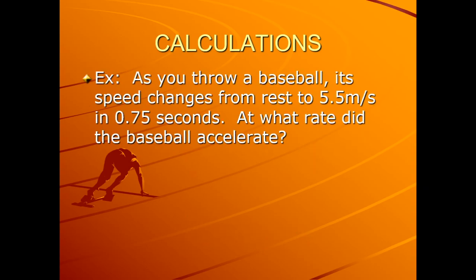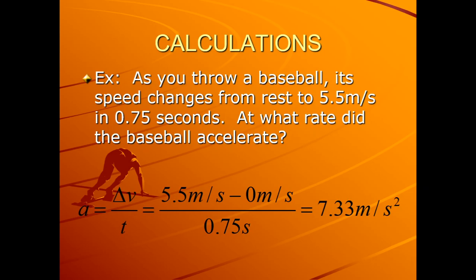Okay, so here's our first example. As you throw a baseball, its speed changes from rest to 5.5 meters per second in 0.75 seconds. At what rate did the baseball accelerate? We've got our acceleration formula because we know this is right: it gave us velocity and it gave us time. So this is the one we're going to use.